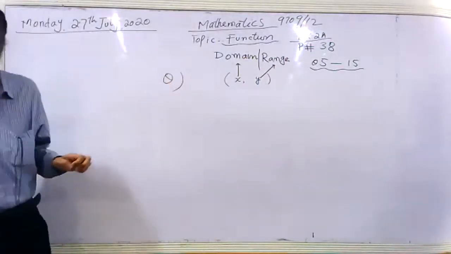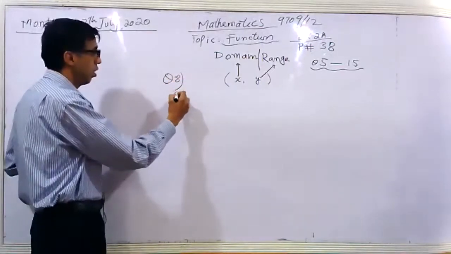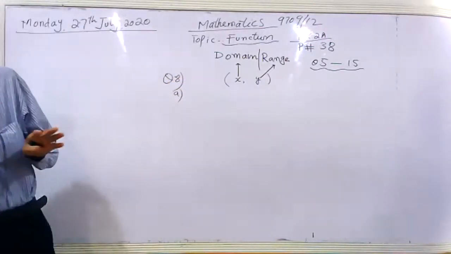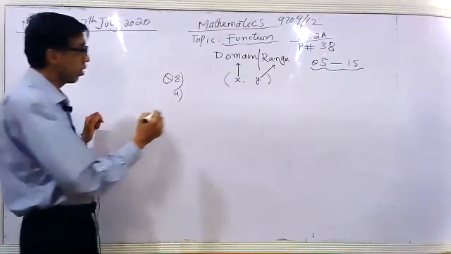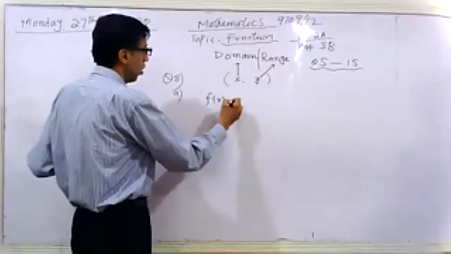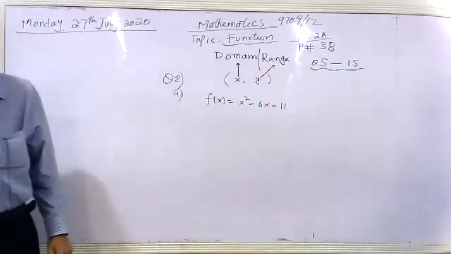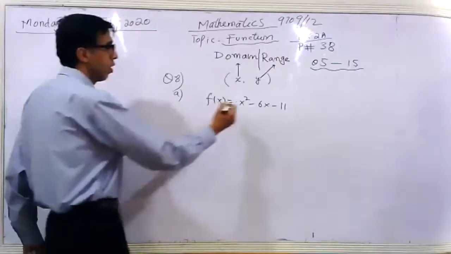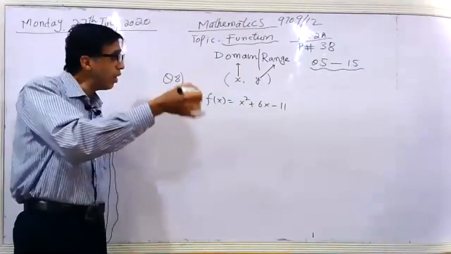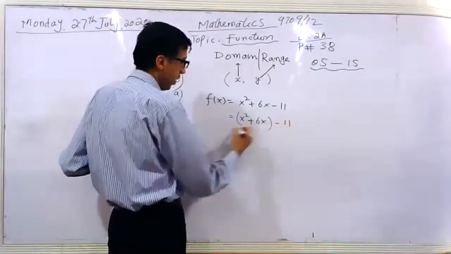Now, question number 8, A part. The equation is in the quadratic form. We have to find the range of this equation. First of all, you will have to split it using the completing the square method by taking the value of x in bracket.